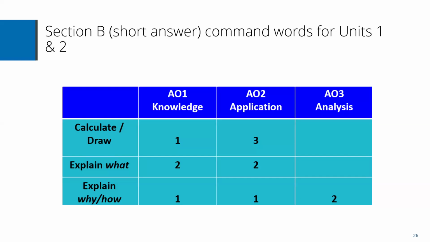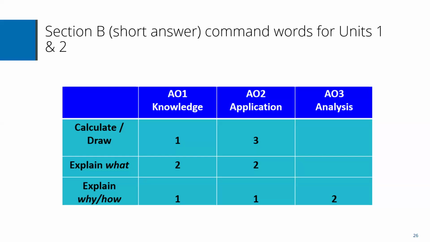With reference to the market for banking, explain what is meant by the term moral hazard. So here we've got the command word explain. It's an explain what question. Straight away we can see the AO1 is 2 marks, AO2 is application, and that is 2 marks as well. So the 4 marks for that question are 2 knowledge, 2 application.